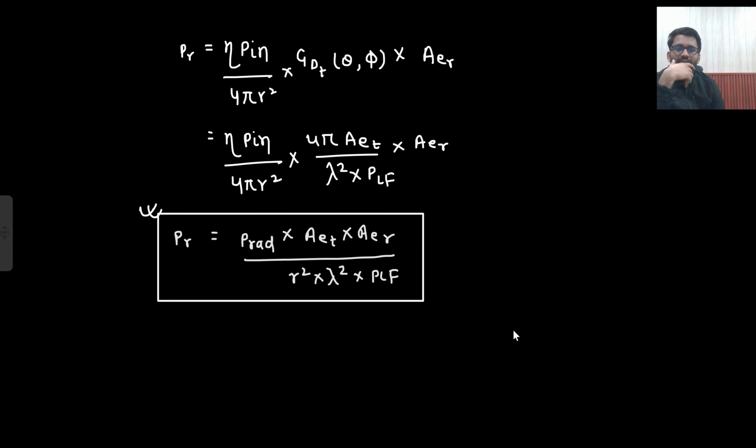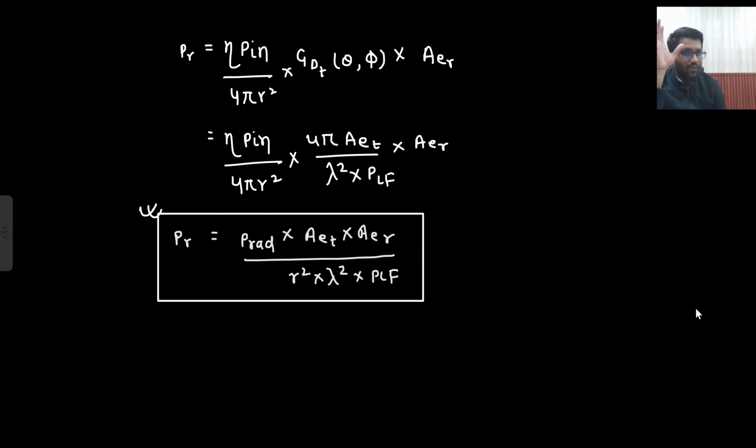If they are framing a question, they are telling P radiated, they are telling the effective aperture area of the transmitter side, they are telling the effective aperture area of the receiver side, they are telling you the distance between two antennas, and then they are telling you the frequency of the source, and then the polarization loss factor. Then this formula will be used. Do you need to mug it up? No. What you will remember? You will remember the concept, and then from there you can change the expression.